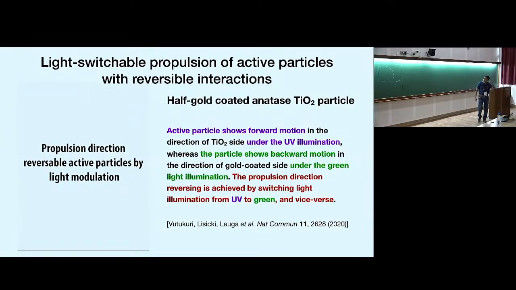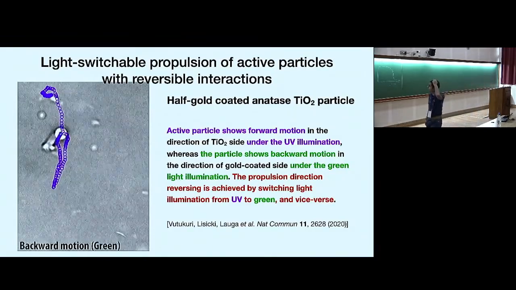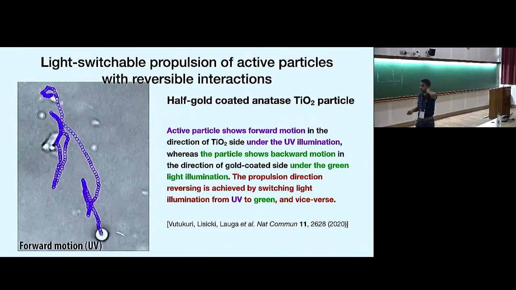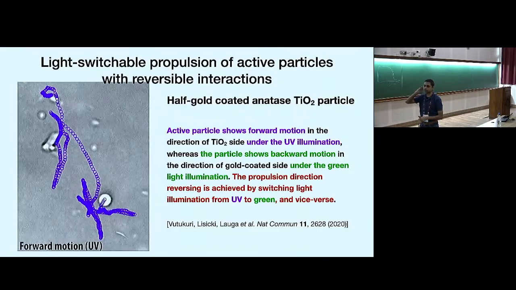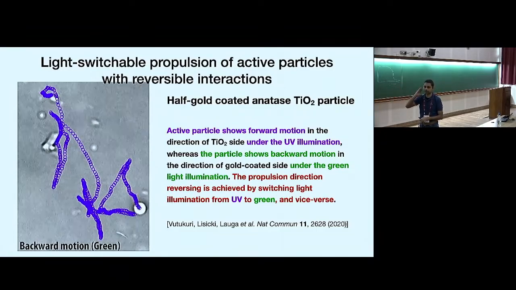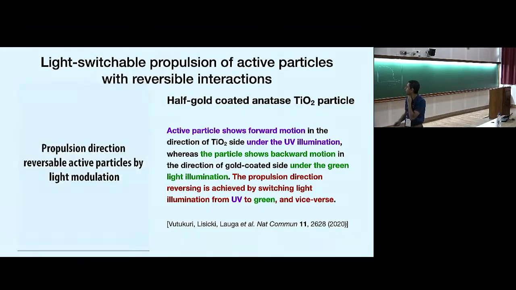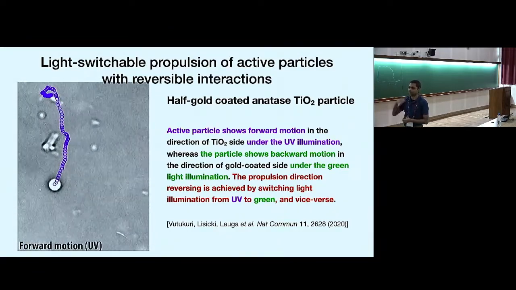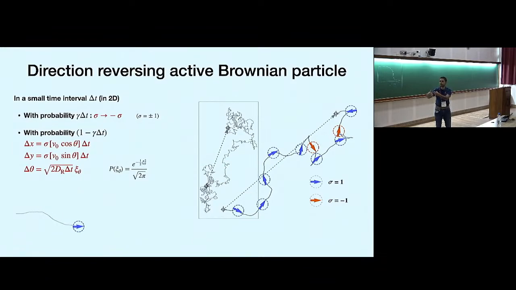You can in fact also prepare these systems artificially. There is a particle with titanium dioxide coated on one side and gold on the other side, and depending on which color light you shine on them, it moves in one direction or the other. During the movement, it of course does this active Brownian particle kind of thing. If you don't shine any light, it moves like a Brownian motion. So depending on the light you shine, it changes direction: either the gold side or the titanium dioxide side becomes active.